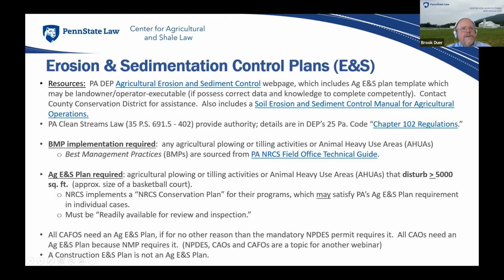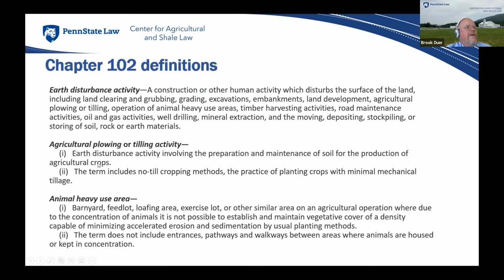I'll keep moving in the interest of time, but that is obviously an issue to understand if you're not familiar with it. Here are the definitions of what agricultural plowing and tilling actually means, and it does in fact include no-till cropping methods and heavy use or animal heavy use area. There's a definition right in 102.